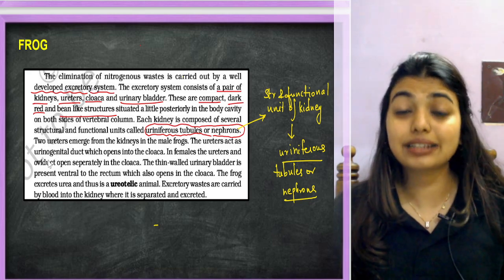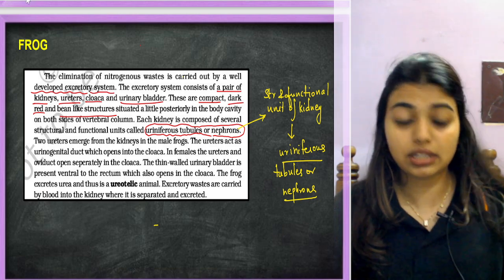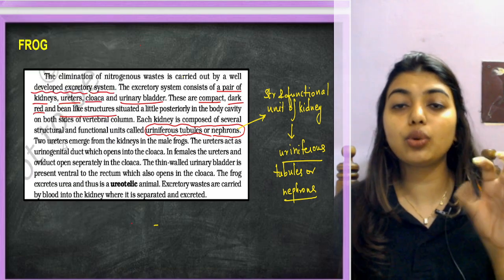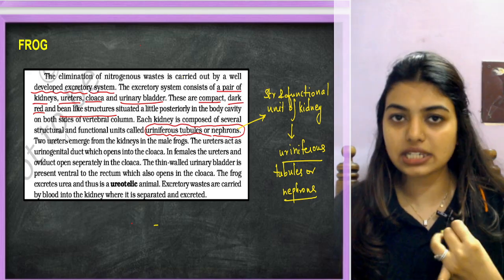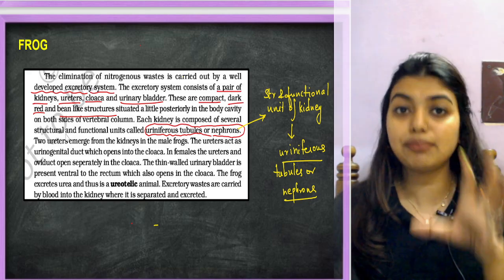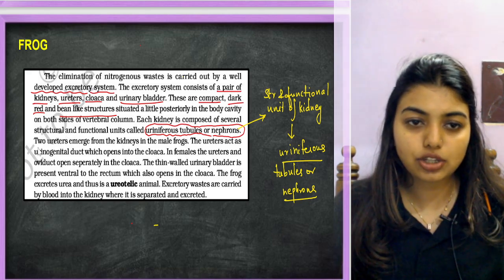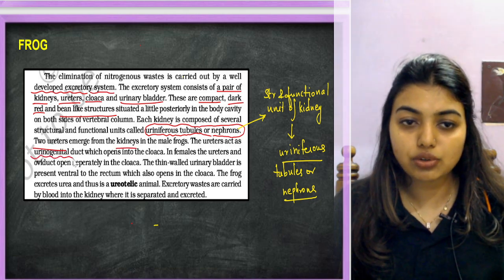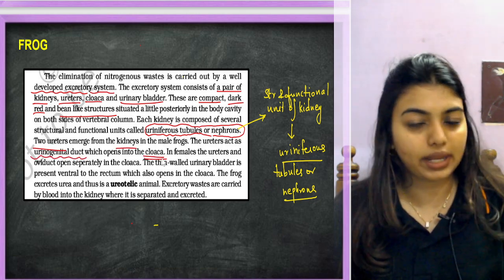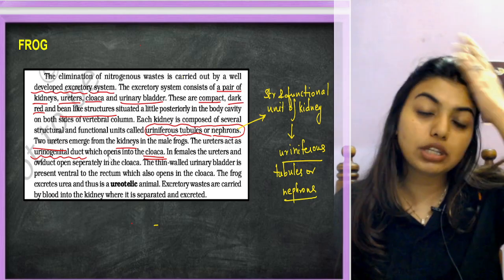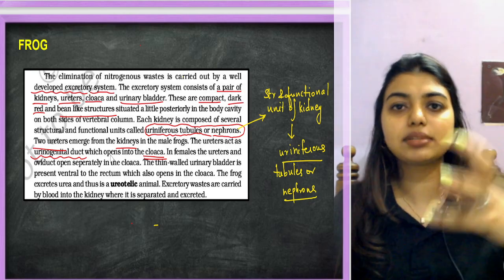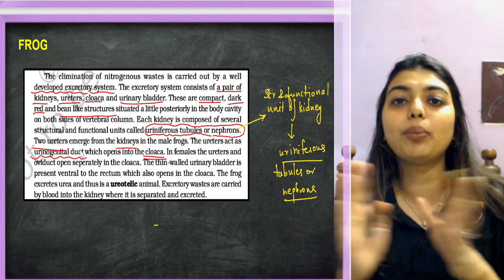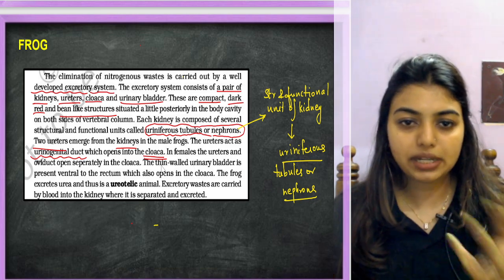The ureters act as urinogenital duct. This is very important because I told you the cloaca is a common opening for the digestive and reproductive systems in males, right? So that is why here they're telling that the ureter acts as a urinogenital duct which opens into the cloaca. Sperm comes out of the cloaca. Now in females the ureter and the oviduct open separately into the cloaca.